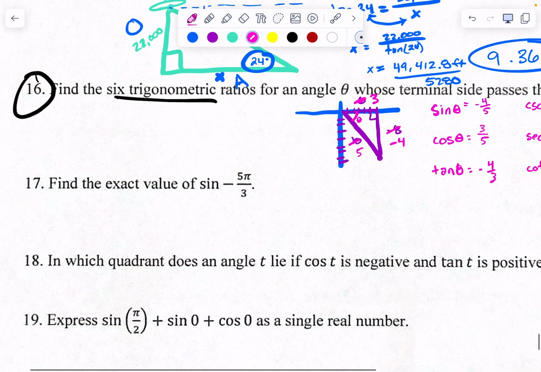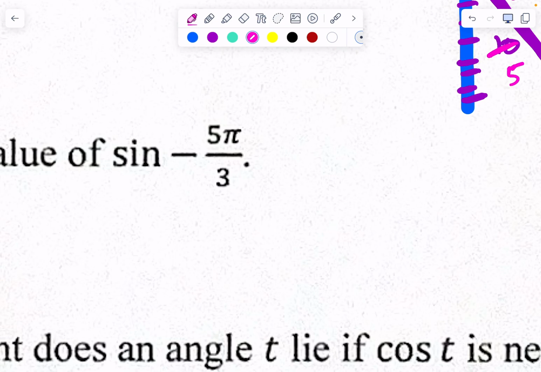Okay. 17, find the exact value of sine of negative 5 pi over 3. That's on your unit circle, except I don't have a negative 5 pi over 3. You could look where 5 pi over 3 is and then go the opposite way that much, but I'm going to just add 2 pi to it to get a positive angle. Instead of adding 2 pi, let's add 6 pi over 3. What's negative 5 pi over 3 plus 6 pi over 3? It's just pi over 3.